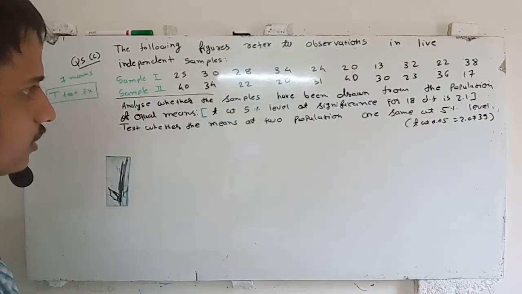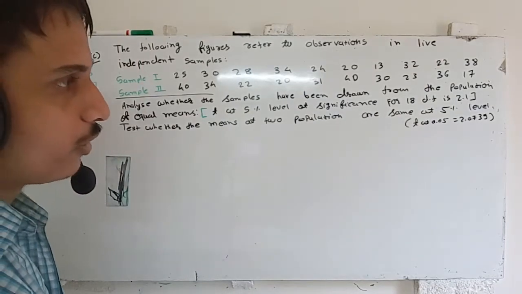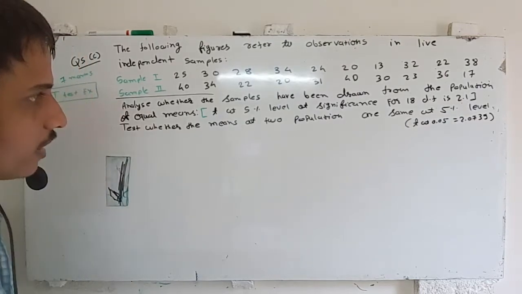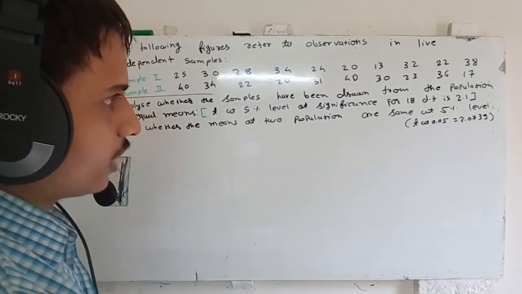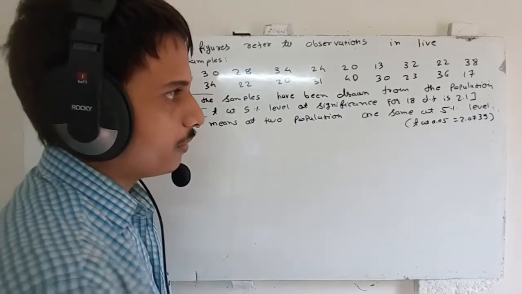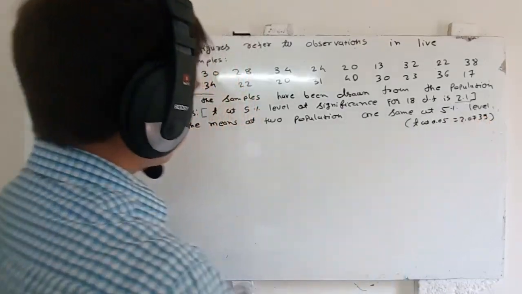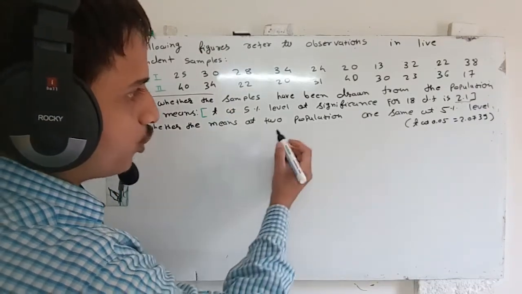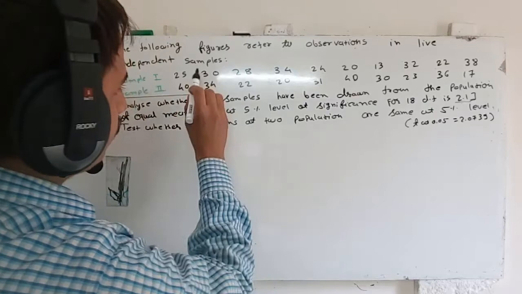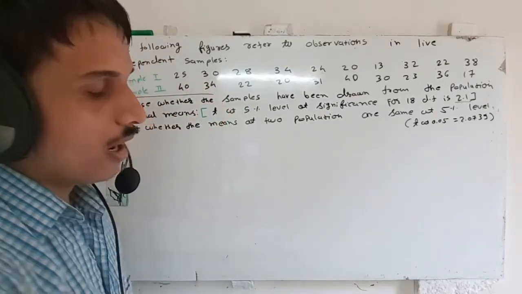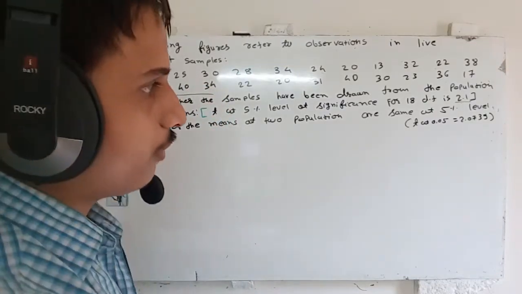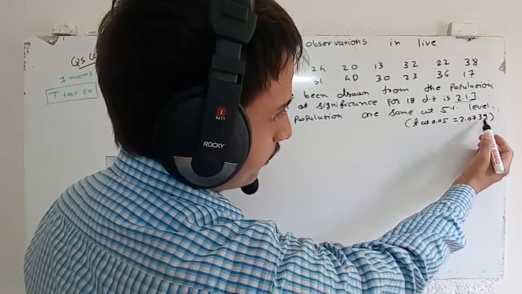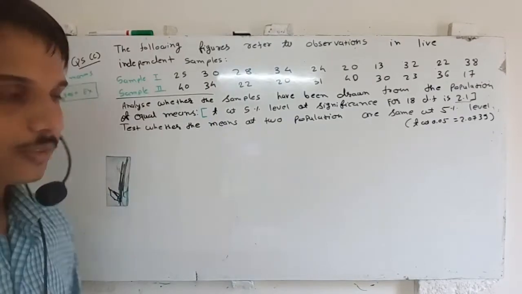We have to analyze whether the samples have been drawn from the population of equal means, and we are given t at 5% level of significance for 8 degrees of freedom is 2.1, and we have to test whether the means of the two populations, that is the population of sample 1 and sample 2, are same at 5% level or not, and t at 0.05 is 2.0739, that is given in the question.